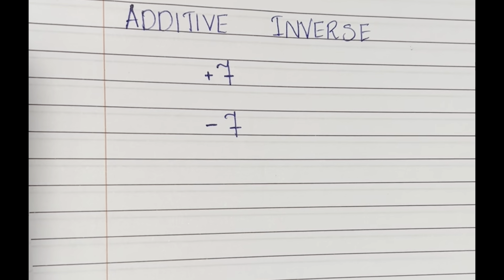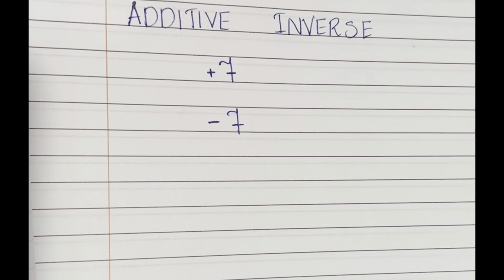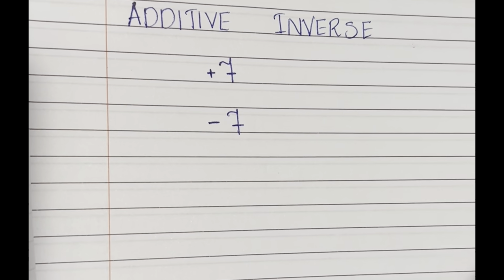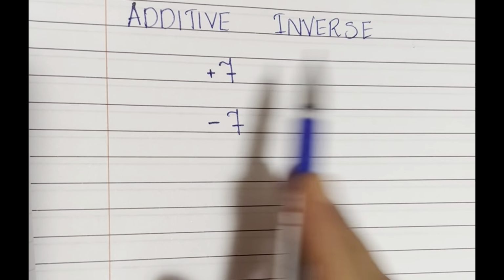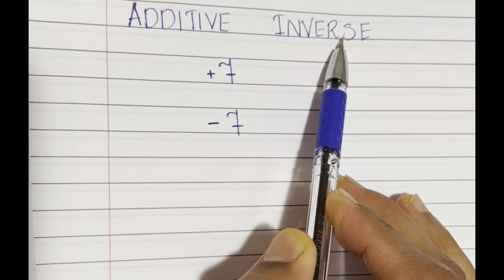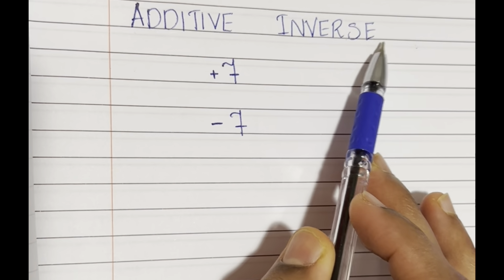Okay, so next topic we have is properties of addition of integers. I mean that you have closure property, commutative property, associative property, additive identity, and additive inverse. So today we are going to talk about additive inverse. Okay, additive inverse property. What does it say?